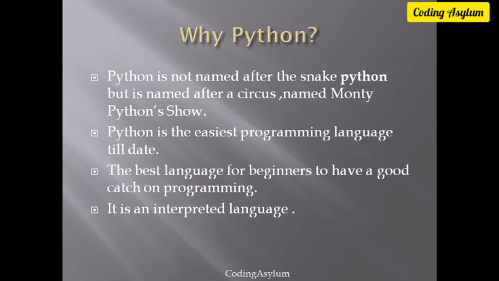Python is the easiest programming language to date. It has the simplest syntax compared to other programming languages that you may come across, like C or C++. It has a very short syntax. For example, if you want to display a line, hello world, in Python you will simply write print hello world, and it will display the line hello world.